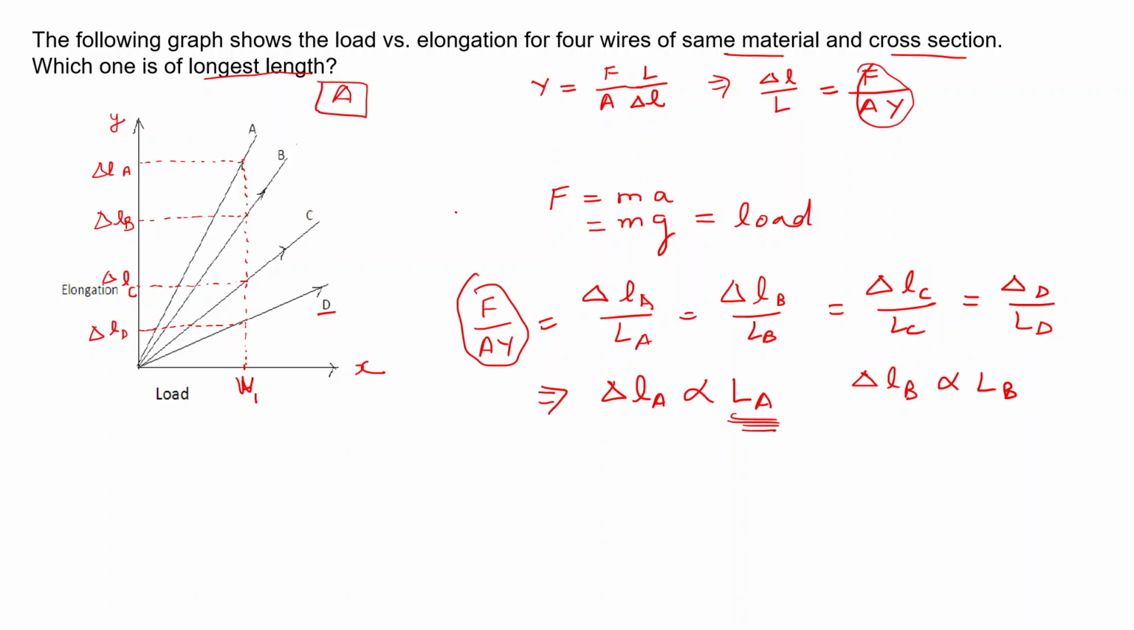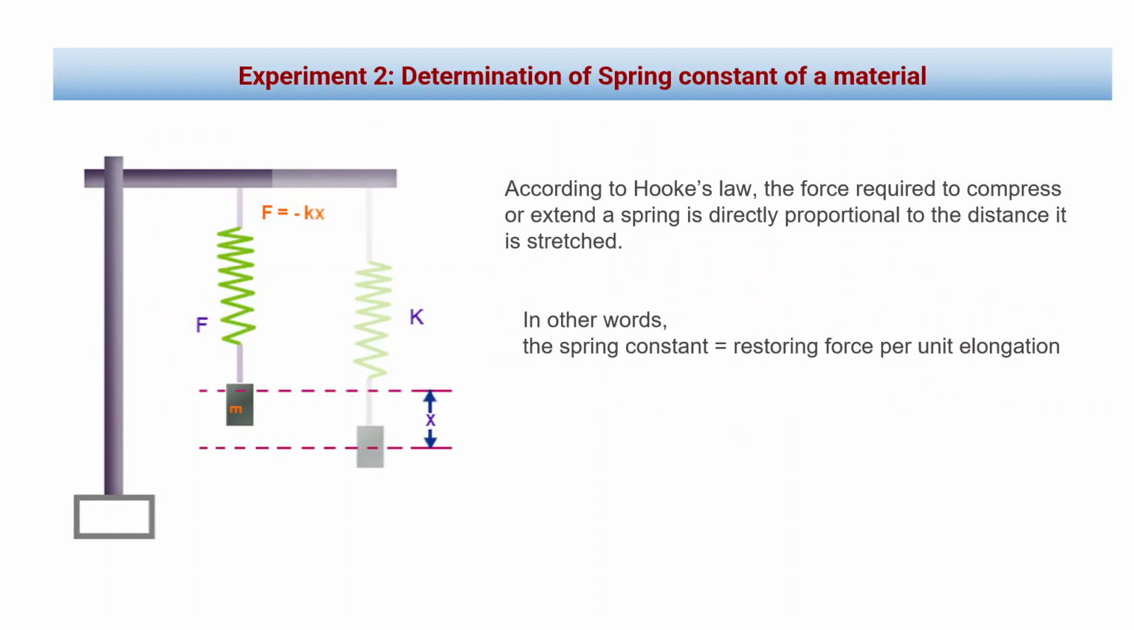This is important to understand because there were many questions based on this kind of problem in this year's assignment as well. Okay. So there was one more experiment called determination of spring constant of a material. The earlier one was determination of Young's modulus of the material. Now this one is determination of spring constant of a material.